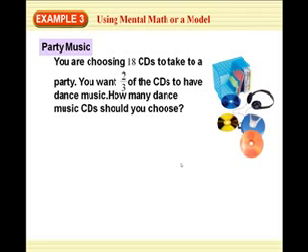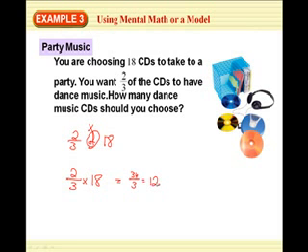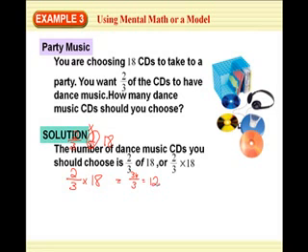Okay, example 3, party music. You are choosing 18 CDs to take to a party. You want 2/3 of the CDs to have dance music. How many dance music CDs would you choose? So this is what I see out of that: 2/3 of the 18 that you want to take need to be dance music. In math, "of" 99% of the time means to multiply. So right there, that should look familiar. There's something we've been doing in the example. So you'll just take 18 times 2, which is 36, over 3, and 3 goes into 36 12 times. So you'll have 12 songs that are dance music.